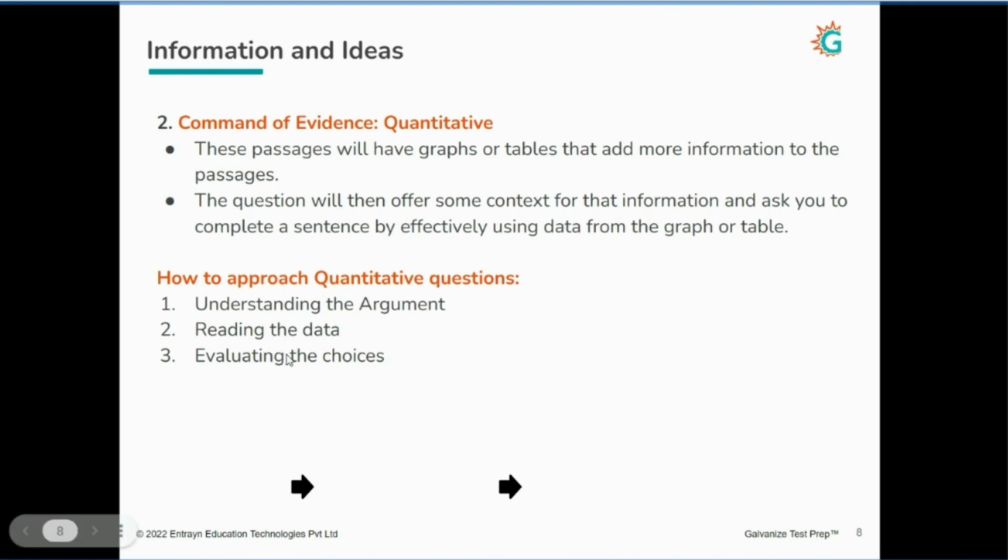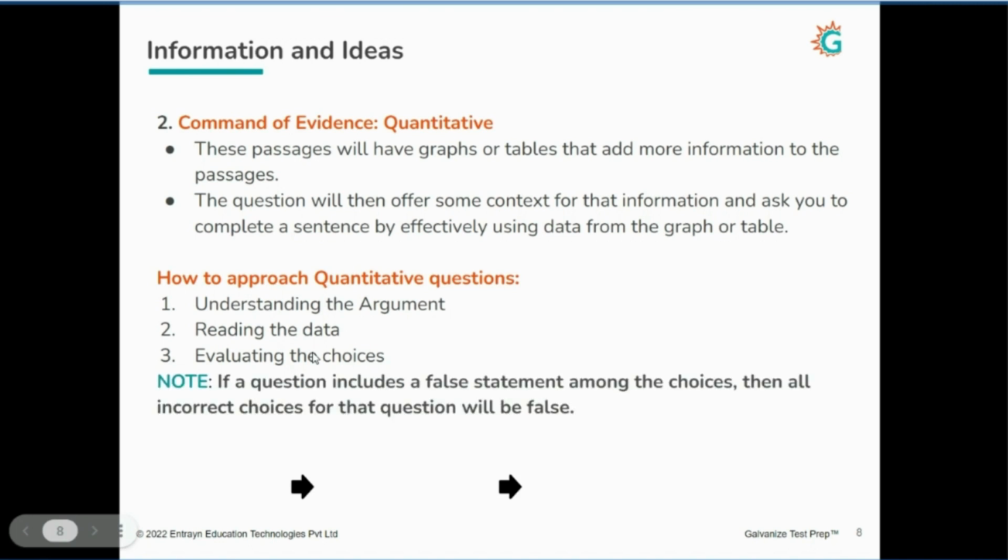Or suppose you have to show a difference between two quantities, two entities. But you're picking values that are quite close to each other. You're not showing the difference enough, right? So it's not sufficient to prove the argument. So make sure you understand the argument and what you're looking for before you read the data and then evaluate the choices.